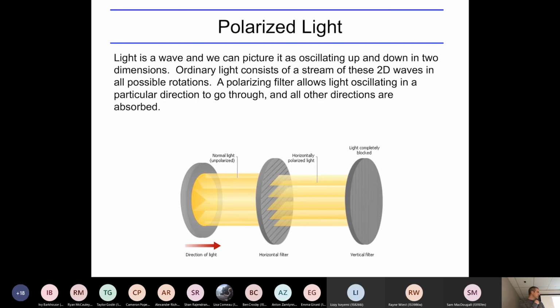And you can kind of see in this picture, the light that we have starting over here is in all orientations. It goes through the filter, and then it comes out only in one orientation. And if you take another filter and rotate it, you can completely block the light at that point.